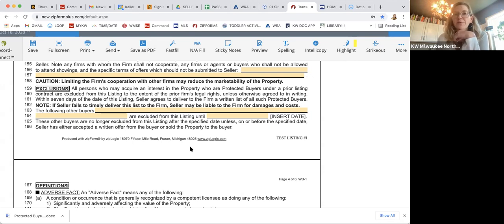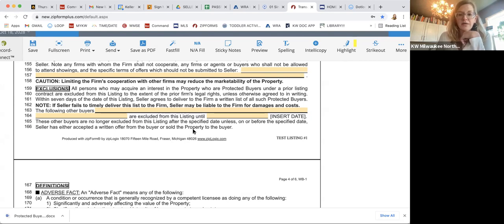So sorry, let me backtrack. They're usually protected for 12 months from the time the listing expires, and then a year later. So if you are taking over a listing and that seller provides that list to you, we need to attach it to this listing contract. And then their previous listing firm is owed a commission if that buyer ends up writing an offer and the seller accepts that offer.